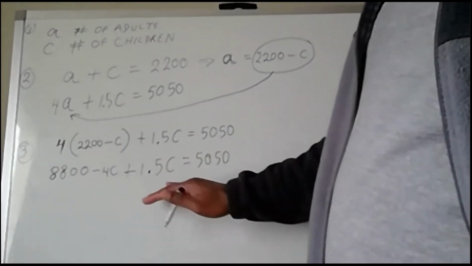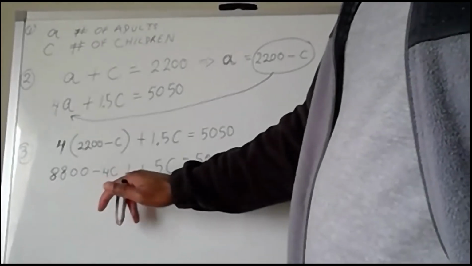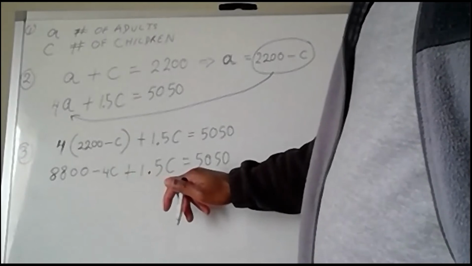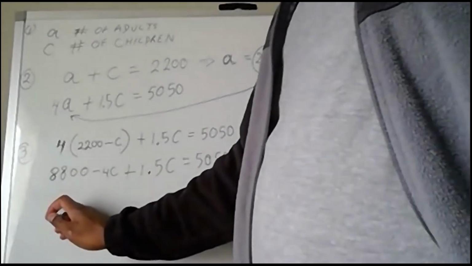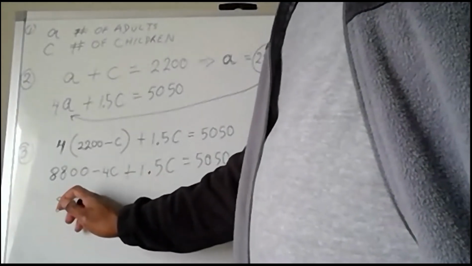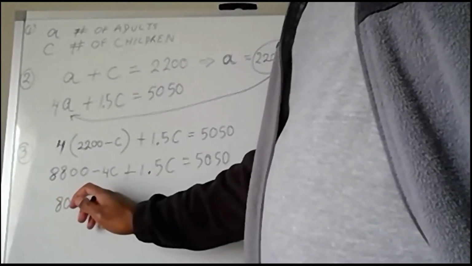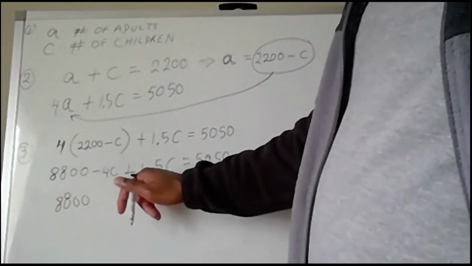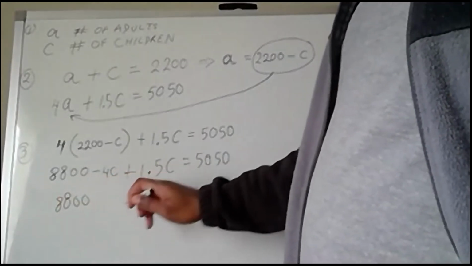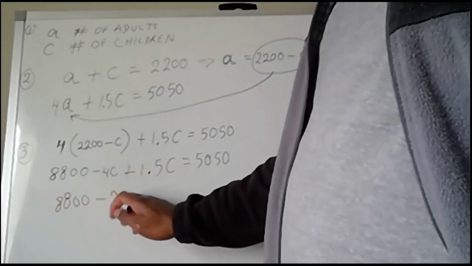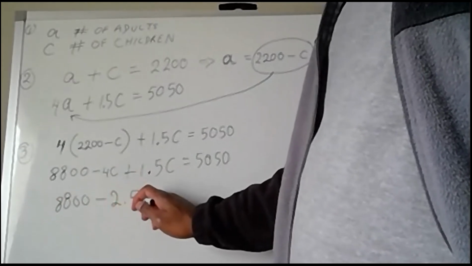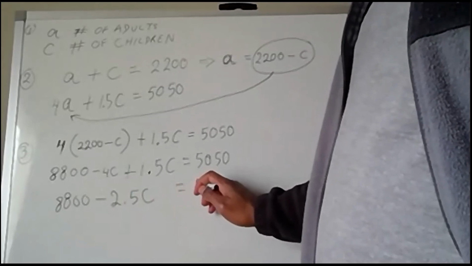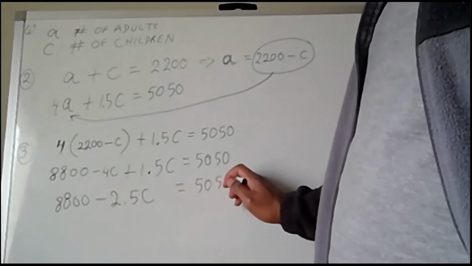Now I can combine my like terms. I have negative 4C and 1.5C. When we add that, negative 4C plus 1.5C, we should get negative 2.5C. And that's all equal to $5,050.